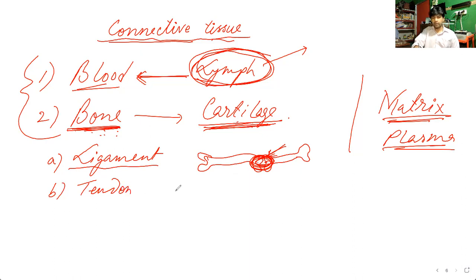So what is the tendon doing? This is a bone. Bones cannot move by themselves. Bones are moved by the muscles which are along with the bone. To move the bone, one muscle is there nearby. This muscle should be connected with the bone, then only the bone can move.